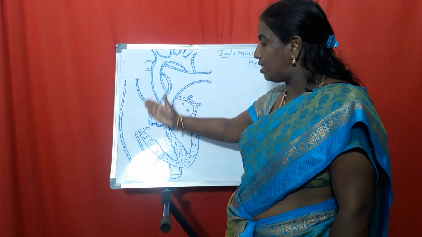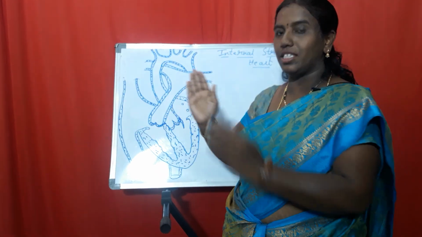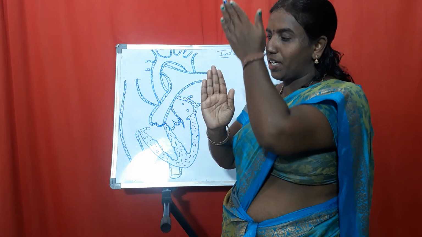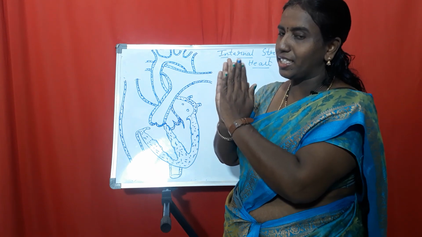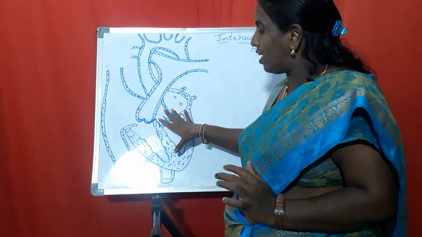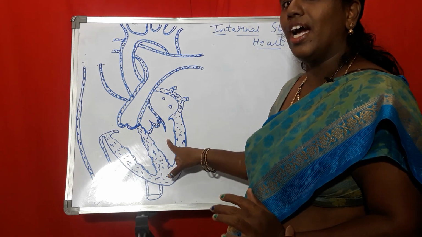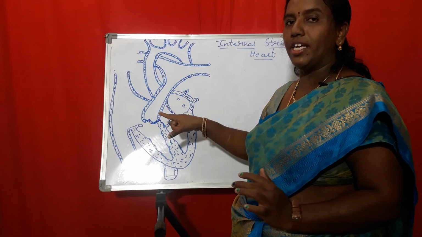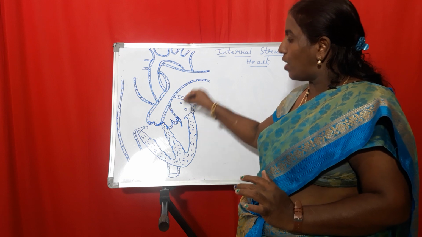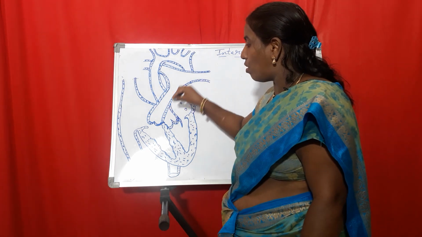Now let us learn the internal structure of the heart. I have drawn the simple internal structure of the heart diagram over here. When we cut the heart longitudinally, internally exactly how it looks is this diagram. So this diagram explains how the four chambers are located and how the blood flow takes place from one chamber to another chamber, and exactly what internal structures help the internal flow of blood.